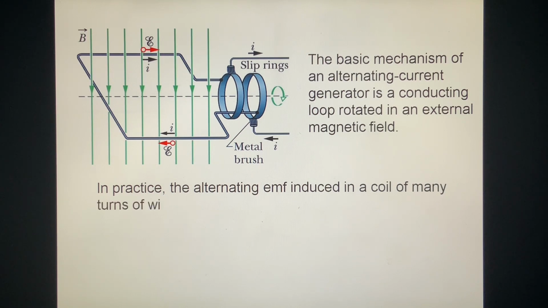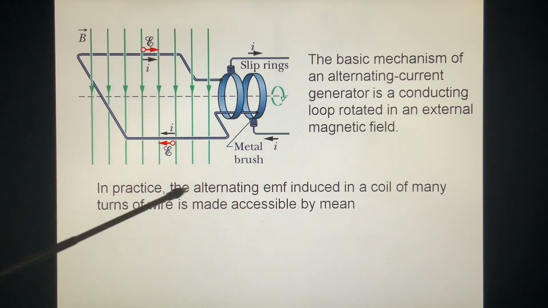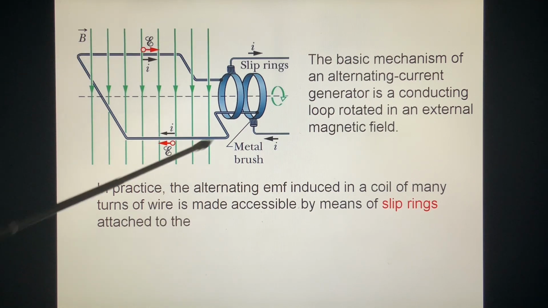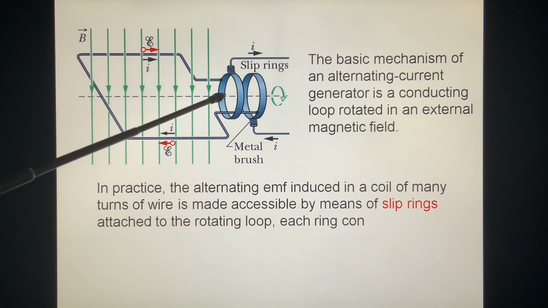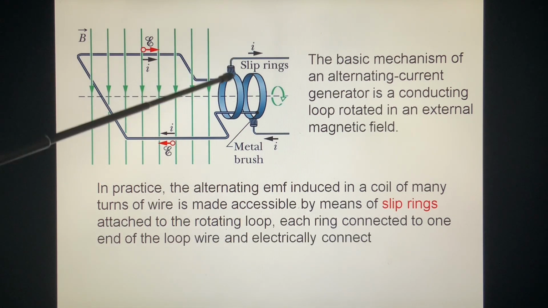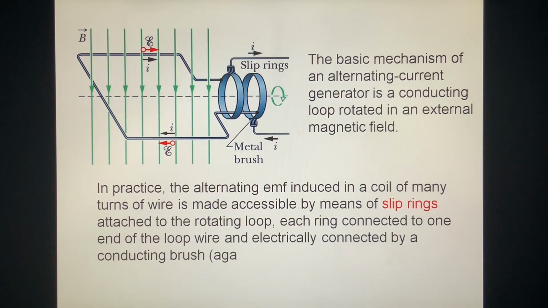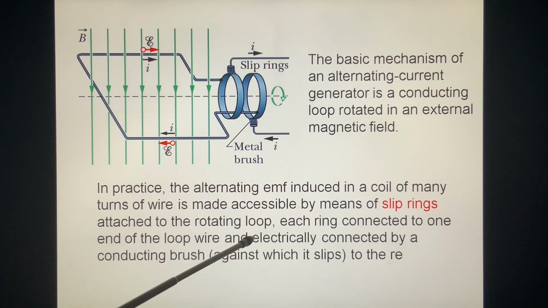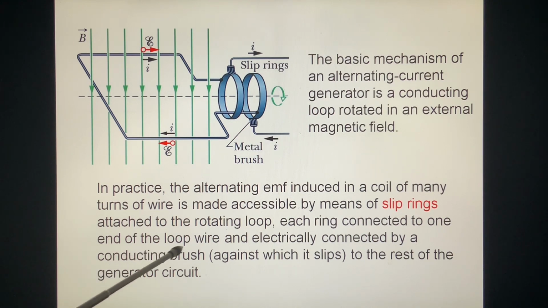In practice, the alternating electromotive force induced in a coil of many turns of wire is made accessible by means of slip rings that rotate with the loop. Attached to the rotating loop, each ring connects to one end of the loop's wire and is electrically connected by a conducting brush, which then slips to the rest of the generator circuit.